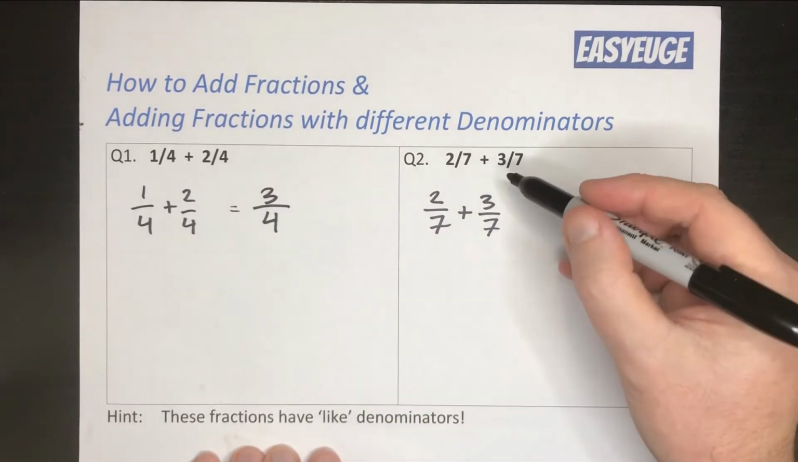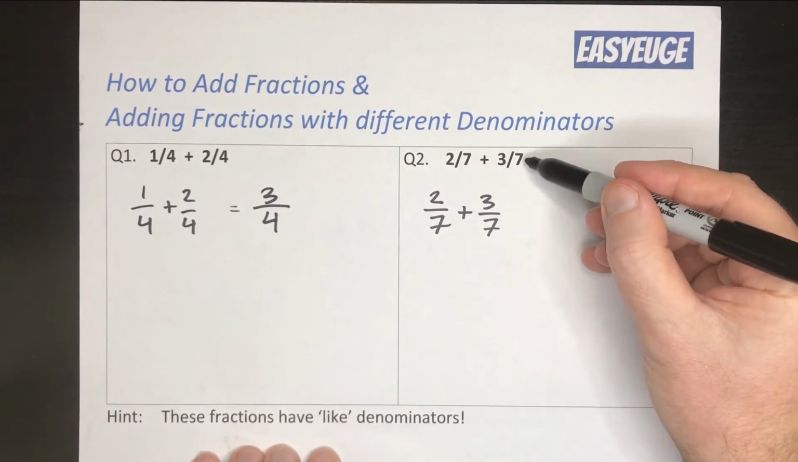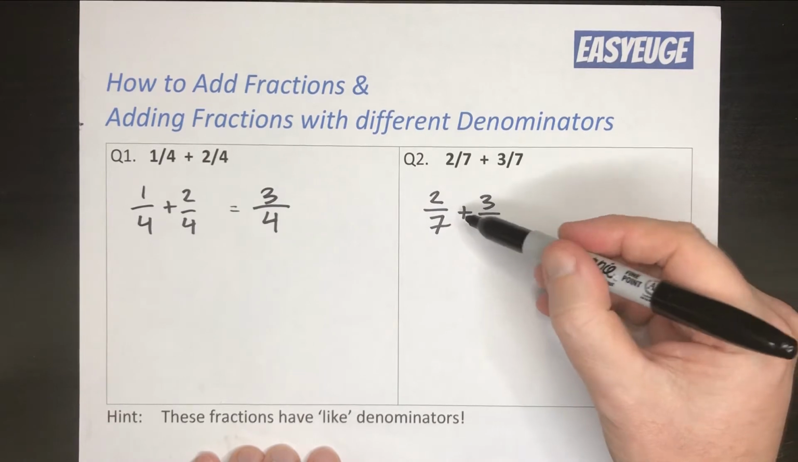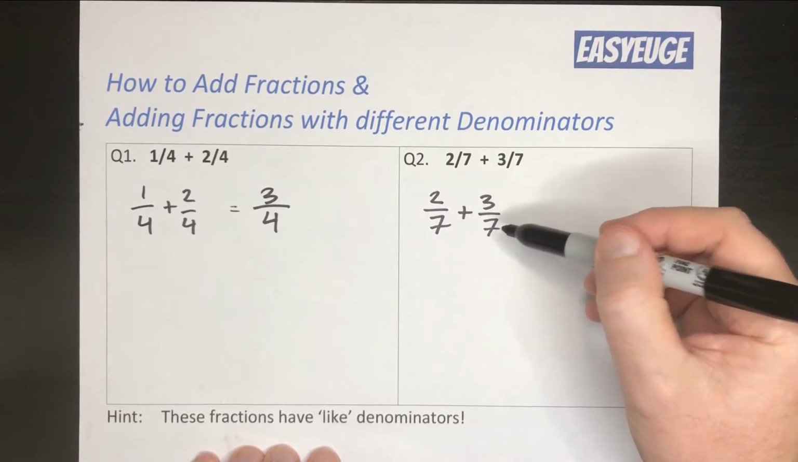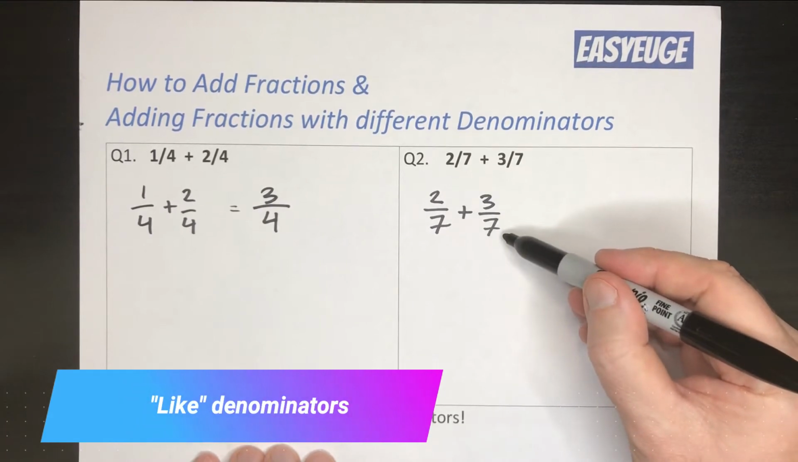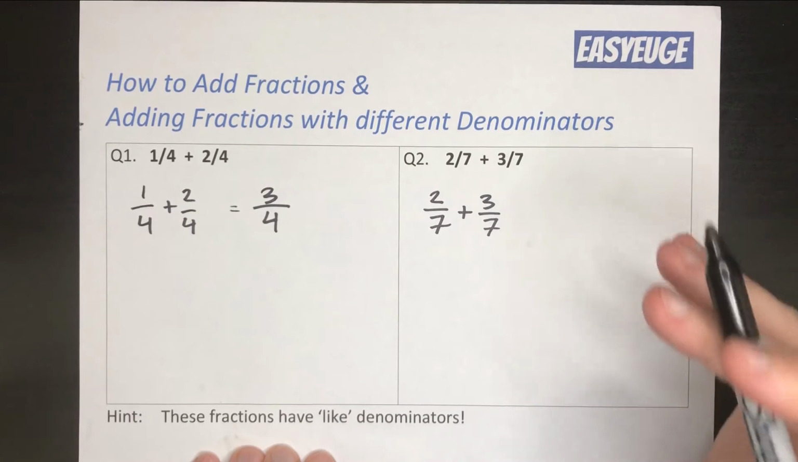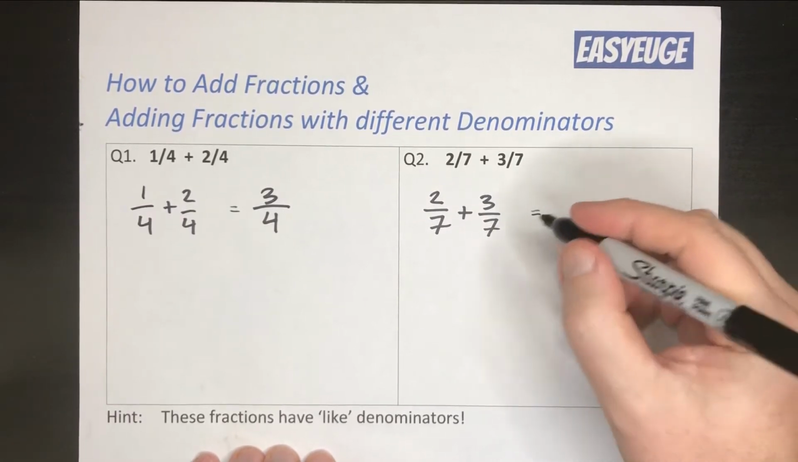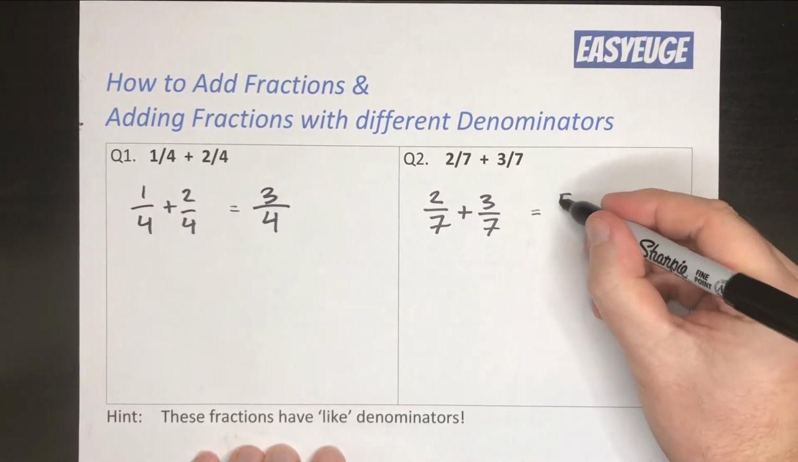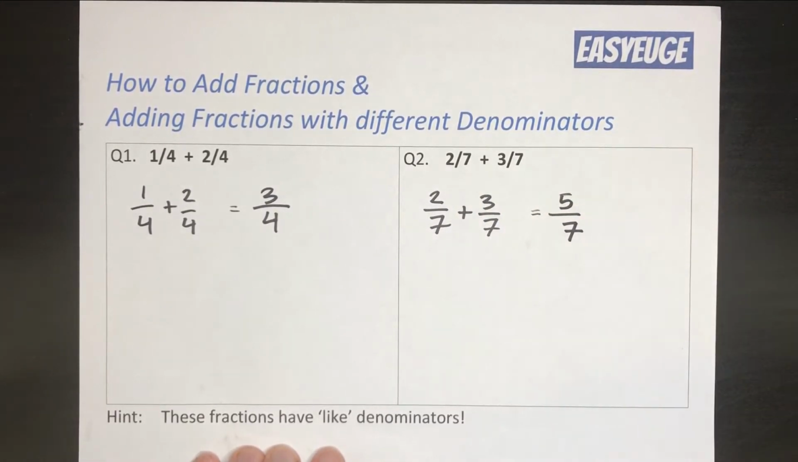Let's do it again with question 2. 2/7 plus 3/7. And let's write that down as fractions. 2/7 plus 3/7. Again, you'll see each fraction has a like denominator. The number on the bottom is the same, so we simply just add. Okay, let's do it. 2 plus 3 is 5, and you simply just carry over the 7, 5/7, and there's your answer.